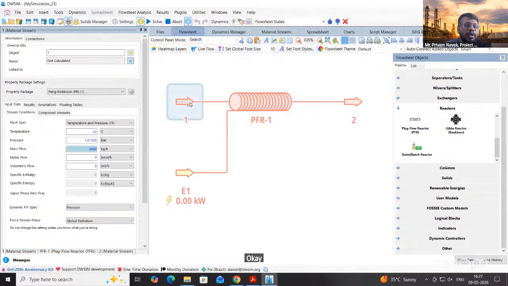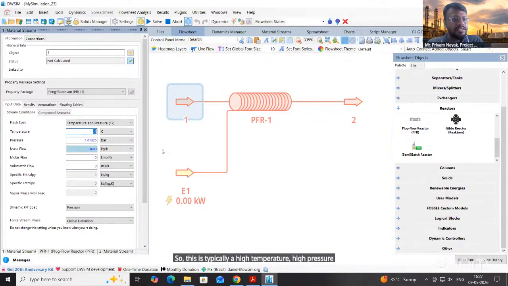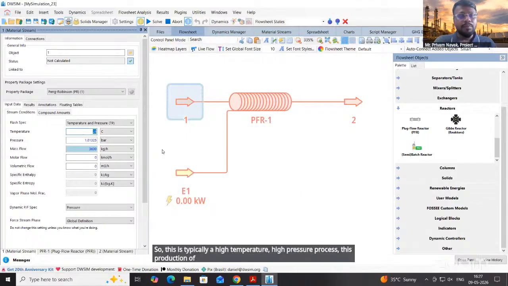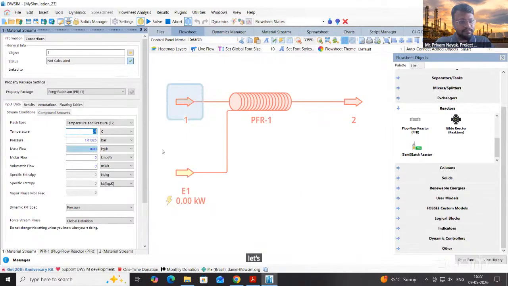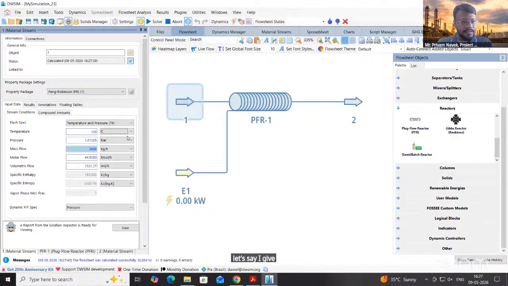Okay, and then I'll simulate to get the result. So let's do that. This is typically a high temperature, high pressure process, the production of cumene from benzene and propylene. So let's say I give 150 Celsius and then 30 bar. Okay, and let's say I give 100 kilomoles per hour.